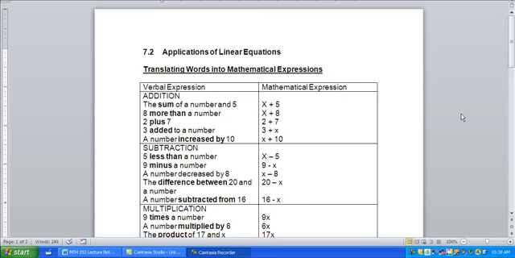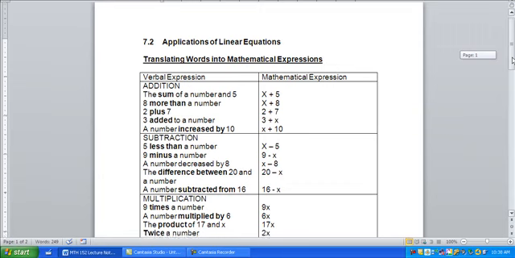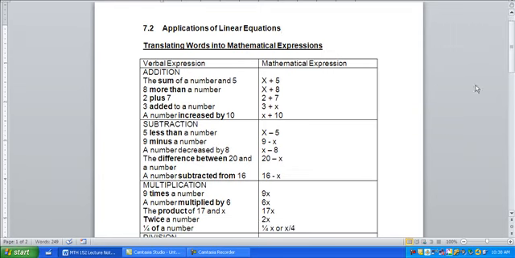Today let's take a look at section 7.2 on applications of linear equations. The big item we need to deal with here is translating words into mathematical expressions. And we have several verbal expressions that would indicate addition.